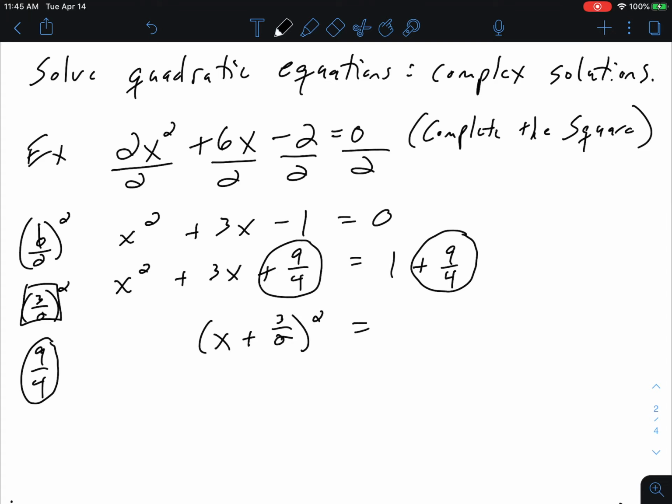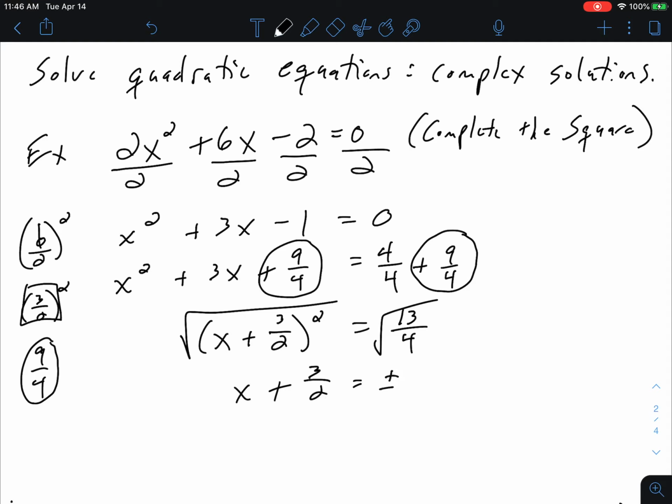And that's always going to be a squared binomial, because like I said, we made that a perfect square trinomial. Okay, and then on the other side, we know 1 as a fraction is going to be 4 over 4. So we can just go ahead and change that 1 to a 4 over 4. That's going to give us 13 over 4. Square root both sides. Now x plus 3/2 equals plus or minus the square root of 13 over the square root of 4, which is 2.